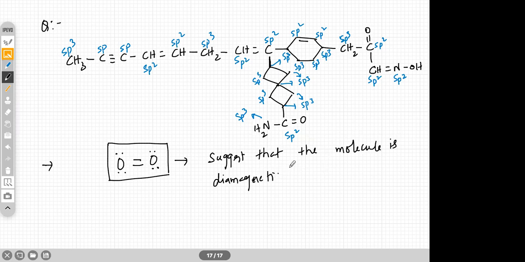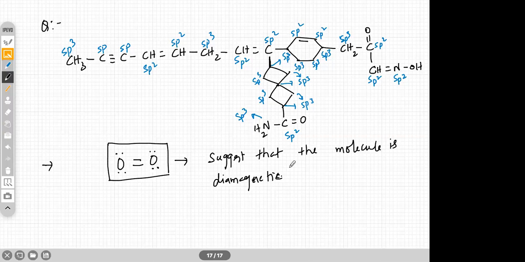Right, when there is no unpaired electron, the molecule is said to be diamagnetic. Whatever electrons are present, all are paired, so it is a diamagnetic molecule, weakly repelled by the magnetic field. If the molecule contains any unpaired electron, then the molecule is said to be paramagnetic. That is the definition of diamagnetic and paramagnetic molecules. So according to VBT, all electrons on oxygen are paired, and it is said to be a diamagnetic molecule.